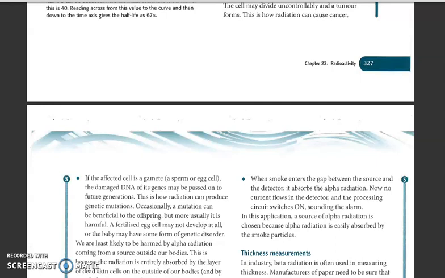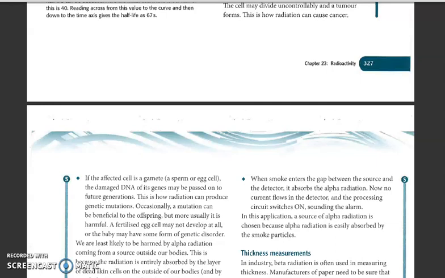If the affected cell is a gamete, that is a sperm or egg cell, our reproductive cells, the damaged DNA of its genes may be passed on to future generations. It will also affect the embryo, that is the fetus. So radiation can produce genetic mutation. In some cases, that genetic mutation will be good. In some cases, it will not be good, and a fertilized egg cell may not develop at all, or a baby may have some other genetic disorder.